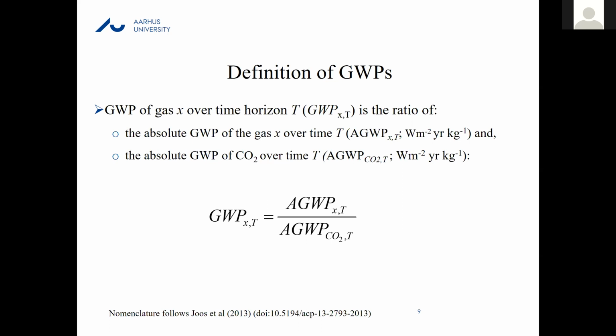Recall that the global warming potential of a gas is the warming effect integrated over time and relative to CO2. The global warming potential of a gas over time horizon T is the ratio of the absolute global warming potential of the gas over time horizon T and the absolute global warming potential of CO2 over the same time horizon.